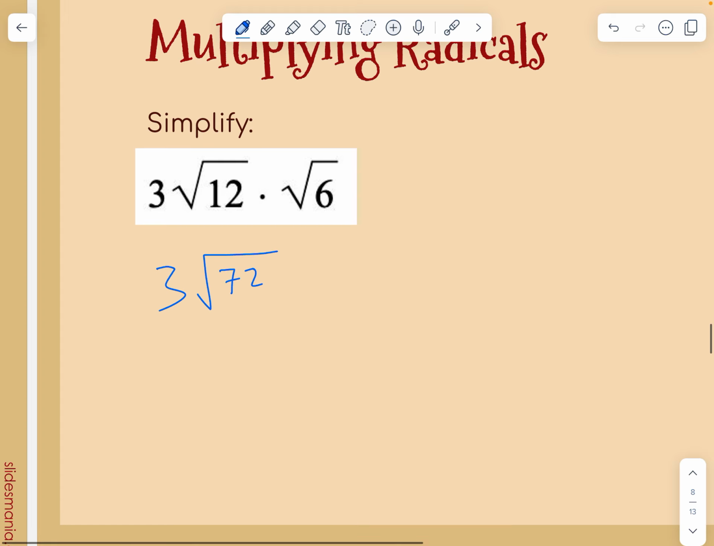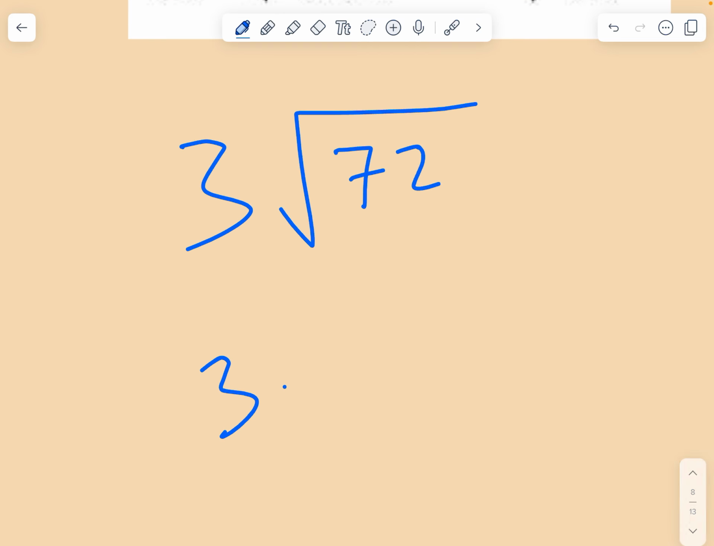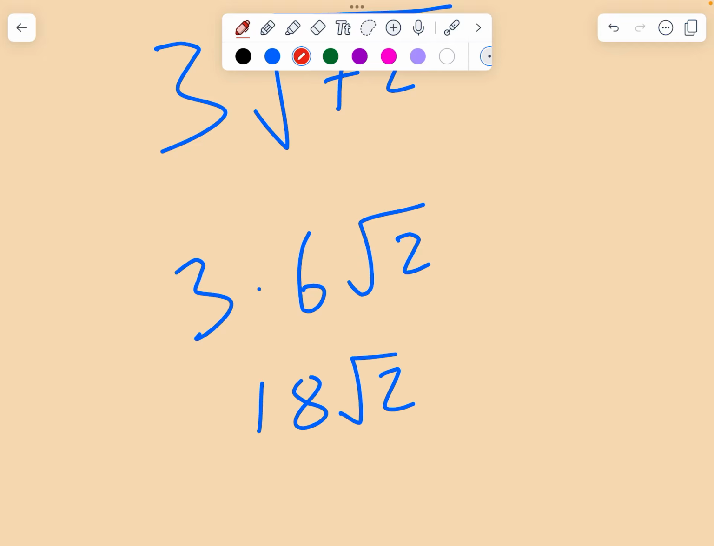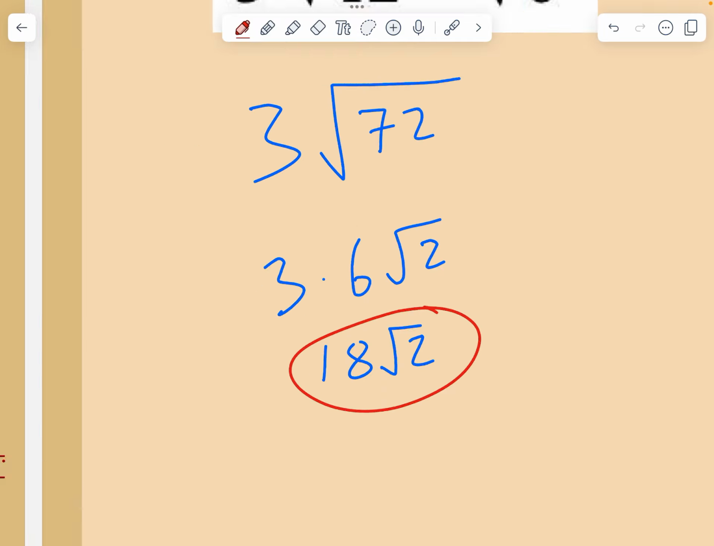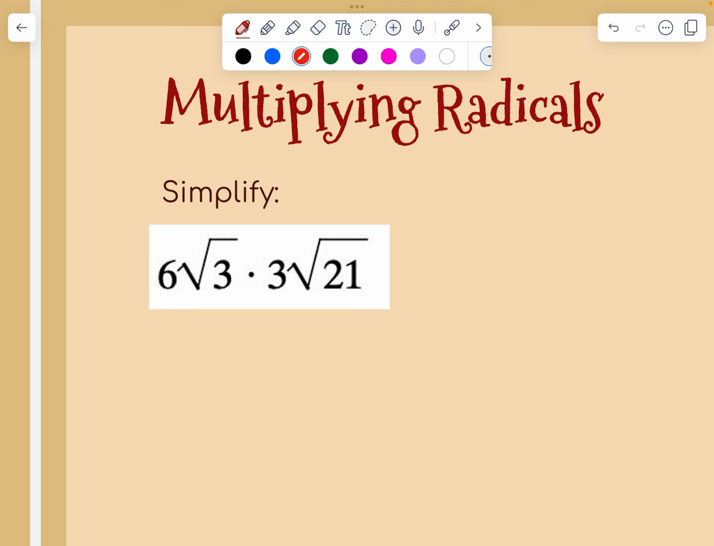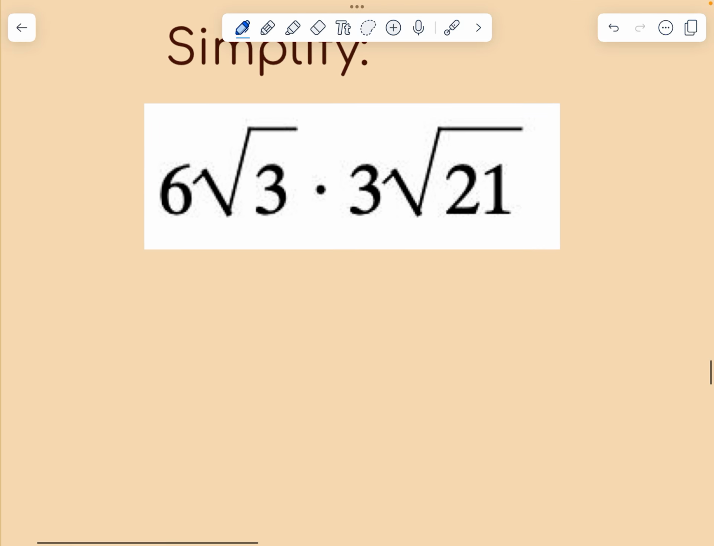So we have 3 times 6 radical 2. And again, whenever you have multiple whole numbers that get brought outside the radical, you can multiply those together. So this one will be 18 radical 2. All right. If you have multiple numbers that are outside, you just multiply them. Okay. It's nothing crazy. We have 6 and a 3 outside, so 6 times 3 is 18.